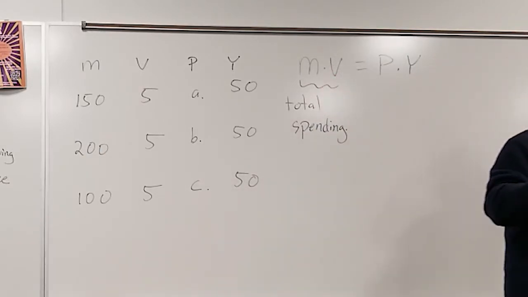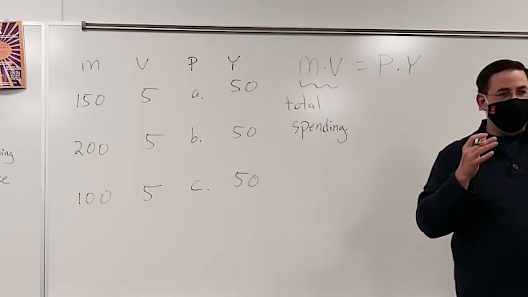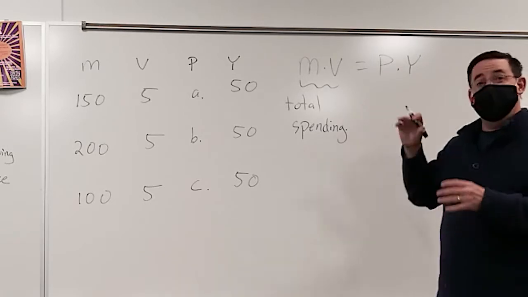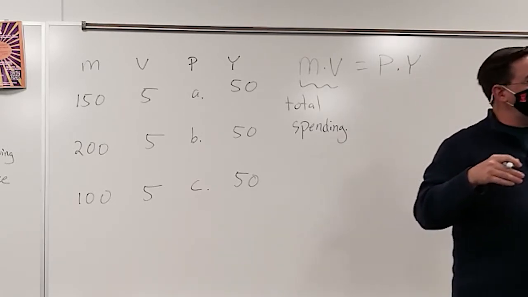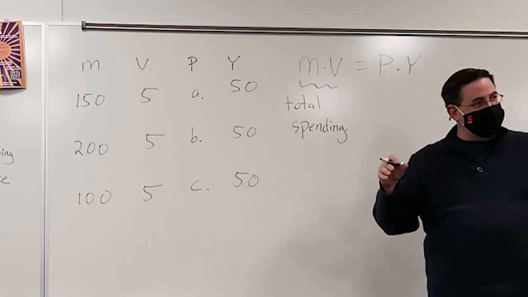So if there's $4 trillion and they all change hands about 7 or 8 times, then somewhere between 28 and $32 trillion gets spent in the year. That's in nominal terms, that's dollar bills. It's not the real stuff, that's how much money changes hands.